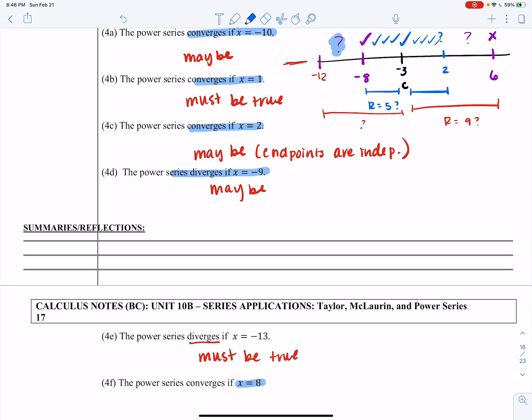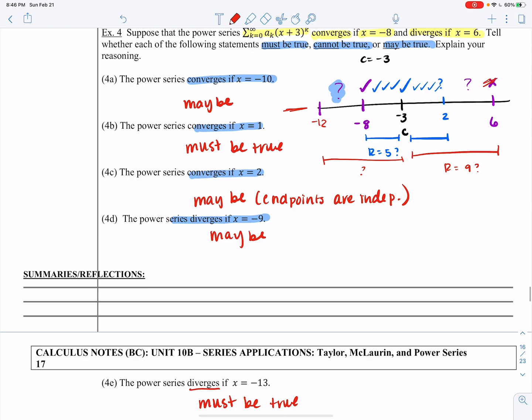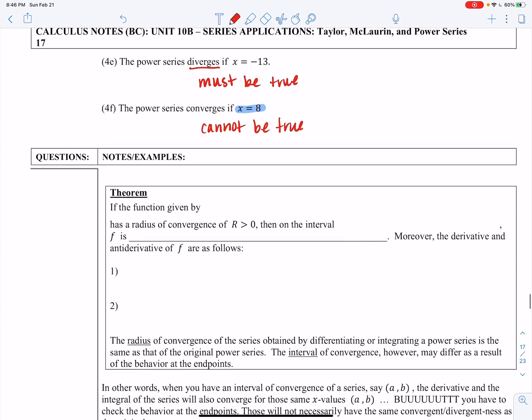Well, definitely not. Because if it diverges at 6, anything beyond 6 definitely cannot be true. So this is an interesting question because basically what we're saying is the radius could be 5, it could be more than 5, but after we get to that spot of 6, right here, we're not going to be bigger than that. Okay, so a little bit of reasoning.